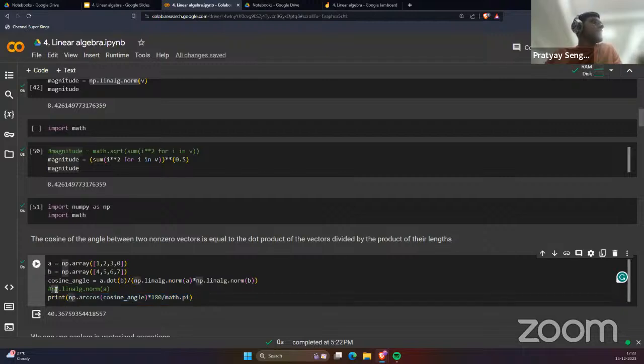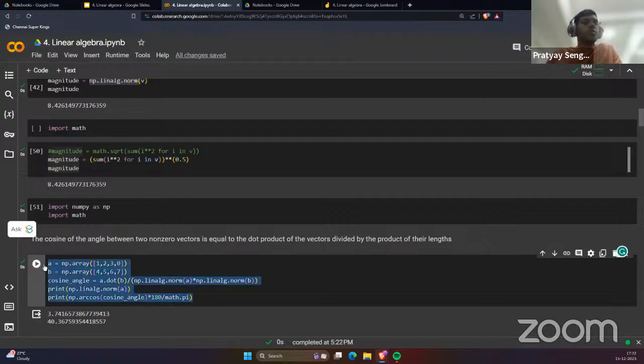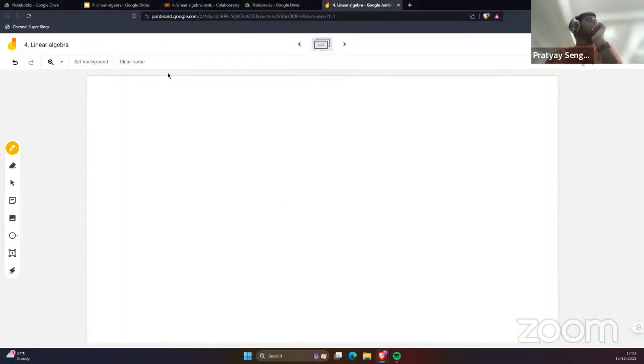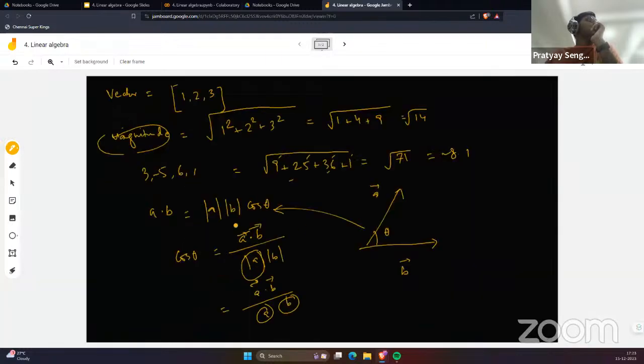You can check also the values for NP. If I print this, you can see the value of a magnitude, b magnitude also you can print and see, and then you can see the angle between these two. So this is useful when you want to get the angle between any two vectors you have, using this formula, right? The formula we have seen here. This is a simple thing that we performed here using Python.